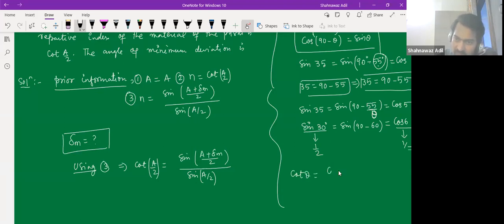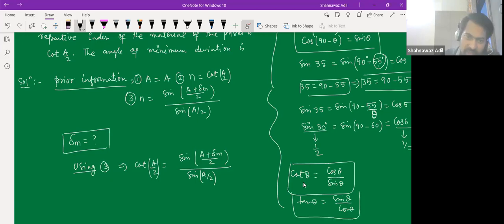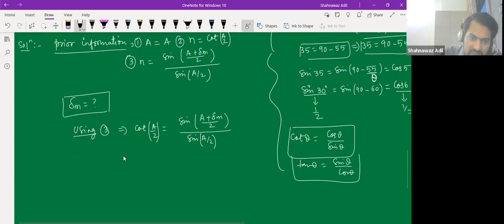This is cos theta by sine theta, right? Because everything is in sine, we can write this in cos. This you already know, right? Tan theta is sine theta by cos theta, and cot theta is the reciprocal of that. So if we put that value in here, so this would be how much? Using this one, so how much?